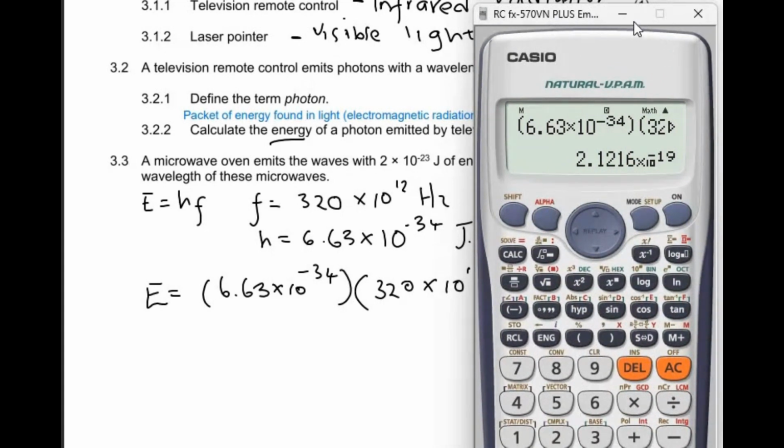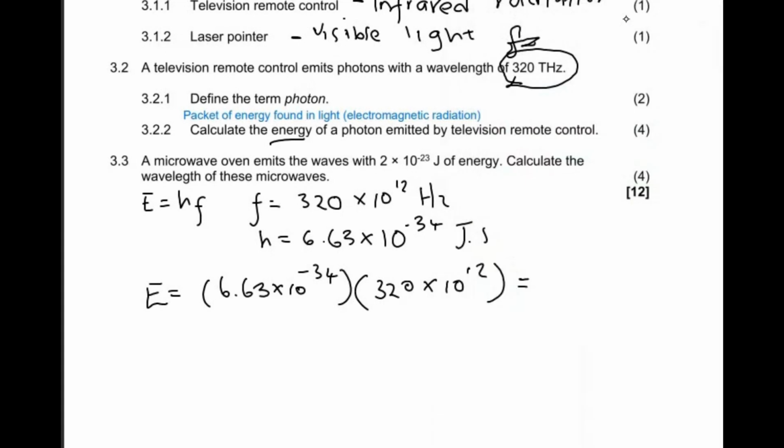So that's 2.12 multiplied by 10 raised to the power of minus 19 joules. Energy is given in joules. So you get a mark for the formula, for the substitution, and for the final answer. Maybe you get 2 for the final answer. That's why it's 4.